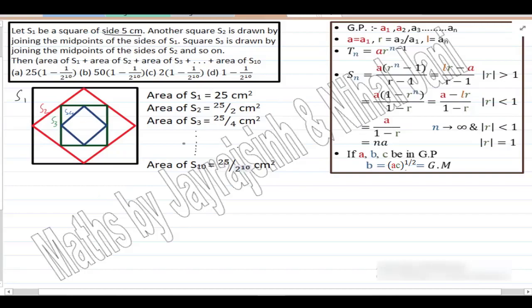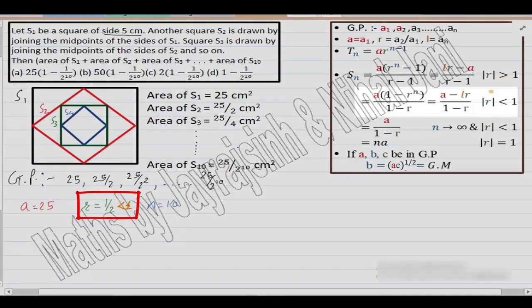So actually here we have this sequence in GP, which is 25, 25 by 2, 25 by 2 square up to 25 by 2 raised to n. So let's collect the data of the GP. Our first term is 25, then the common ratio, which is second term upon first term, is 1 upon 2, and the total number of terms is 10. And one thing you should consider, our r is less than 1, so we are going to use the formula Sn equals a into 1 minus r raised to n upon 1 minus r.